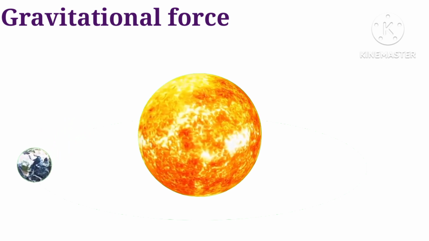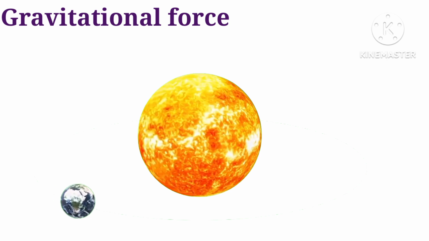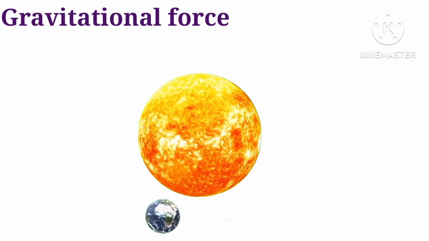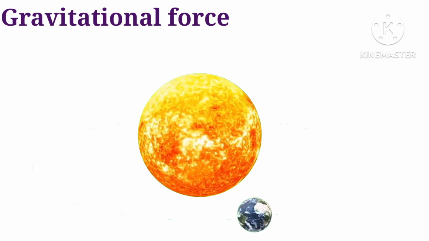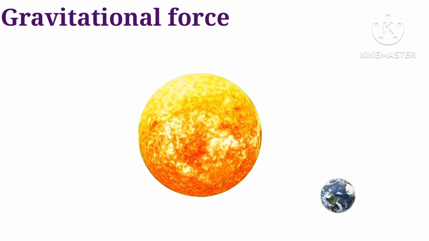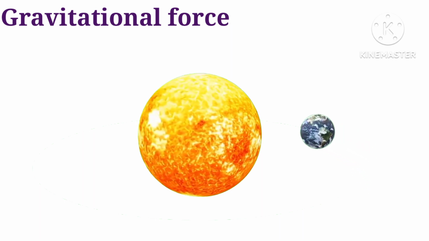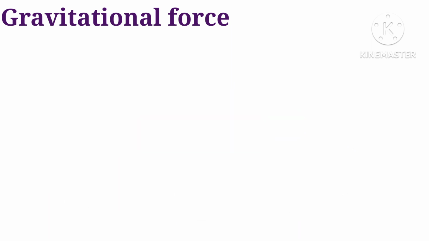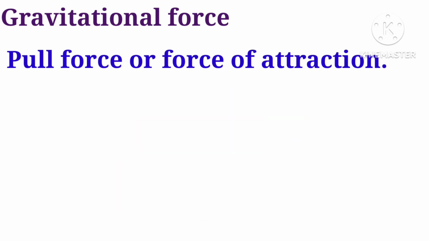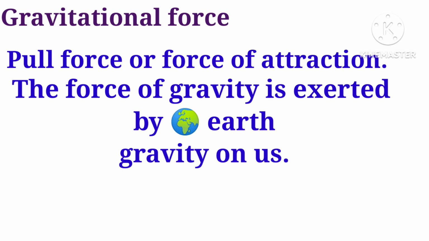And how does the sun do it? Is the sun in contact with the planet? Not really. Sun is far away from the planet, but still it is exerting its gravitational force on the planet, and the planet does not go away from the sun. They are near it. This is how the gravitational force works. Now, gravitational force is a type of pull force or the force of attraction between two objects. The force of gravity is exerted by the earth on us. Earth is applying gravity on its surface. So that's how we all are in contact with the earth's surface, else we would be flying.